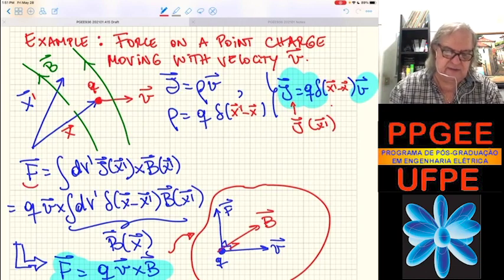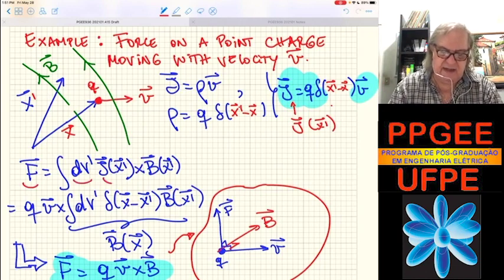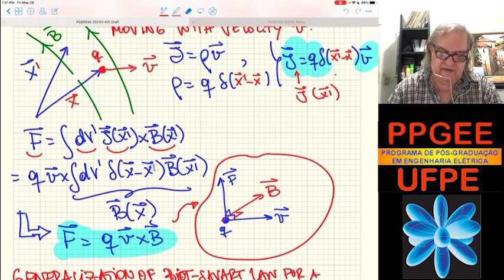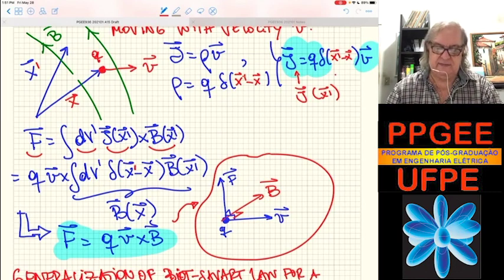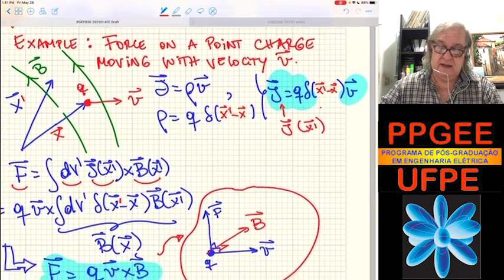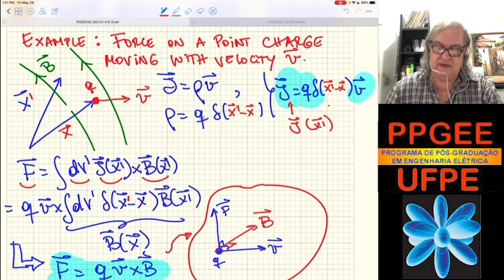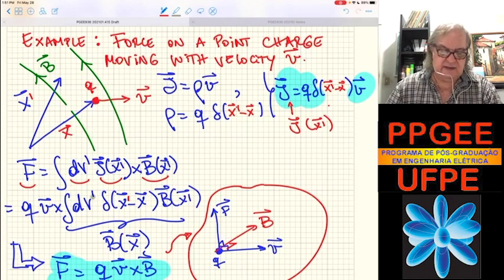So the force on the particle would be the integral of dv prime j of x prime cross B of x prime. Okay. So I have to fix here. So this is going to be the integral of delta of x prime minus x times B of x prime. That's the right way to do it. Just revising, the current density rho v, rho is a function of a variable x prime, x is fixed, is the location of the particle, so the current density is this formula here. So we integrate a delta function and it's going to pick up the B field at position x.